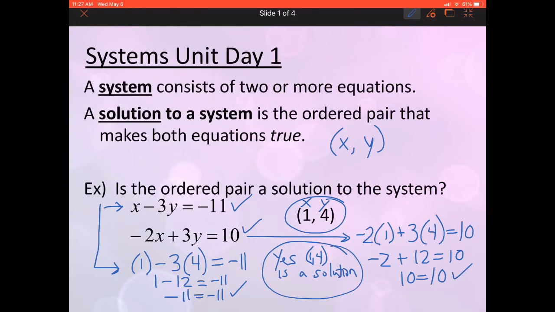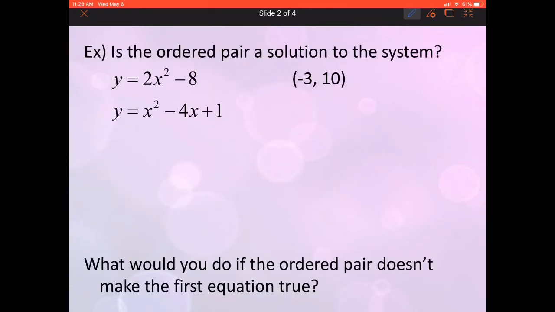Now, we haven't talked about how many solutions there are going to be yet. We just know that this is a solution. It works. If something is not a solution, that doesn't mean there aren't any solutions. That just means that what we have is not a solution. All right, let's try the next one.